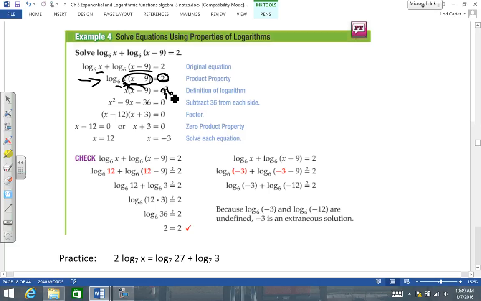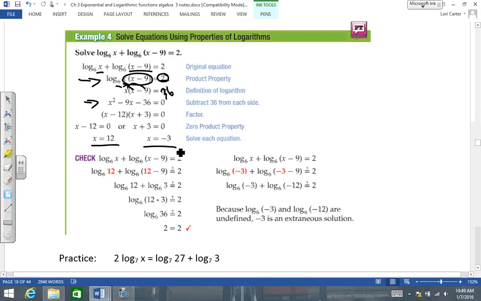Everybody okay? Now from here, I don't care how you solve it. This was a really simple factor, because the factors of 36 that give you 9 are 12 and 3. I have no thought involved. But if you wanted to use the quadratic formula, could you? Yeah. You can use any of those methods you learned. I don't care. Just solve it. Good so far? All right, so you get 12 and negative 3.